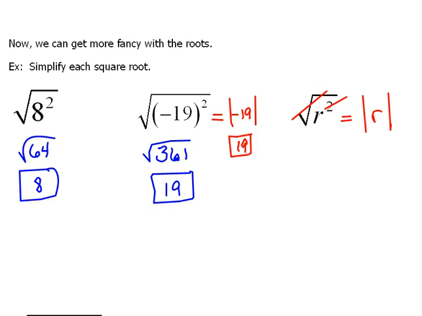Anytime we're taking the square root with a variable, we have to make sure and put the absolute value bars in there just to ensure positiveness.